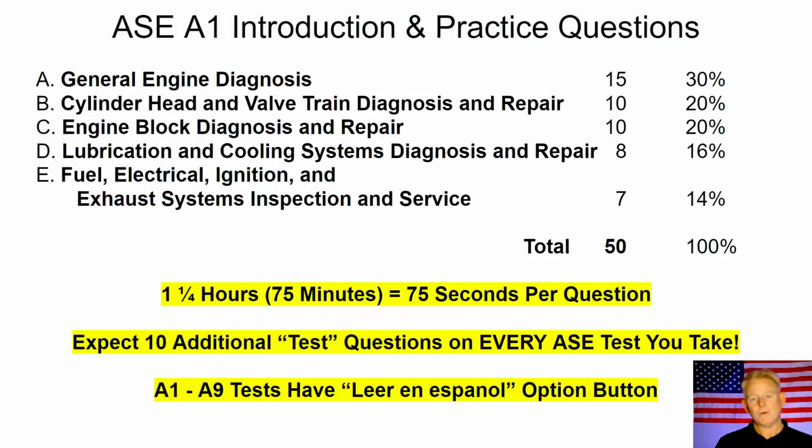In the A1 test, you can see that about 30% of the questions are going to be general engine diagnosis, around 20% based on cylinder head and valve train, another 20% on engine block diagnosis and repair, a few less on lubrication and cooling systems, even less, about 7, with fuel, electrical, ignition, and exhaust systems, for a total of 50 scored questions. And I want to emphasize that's 50 scored questions.